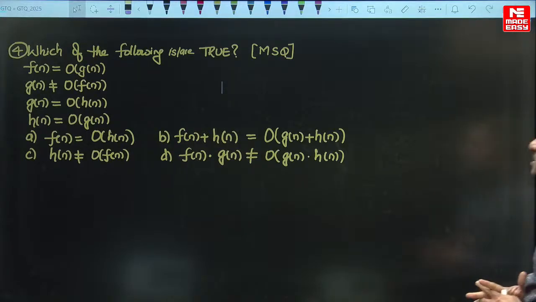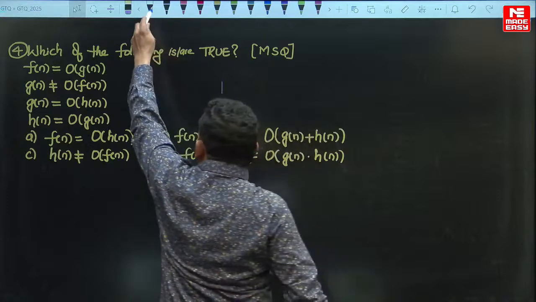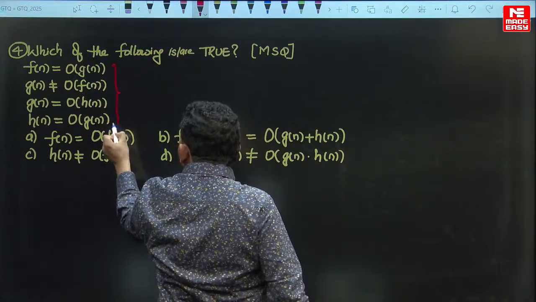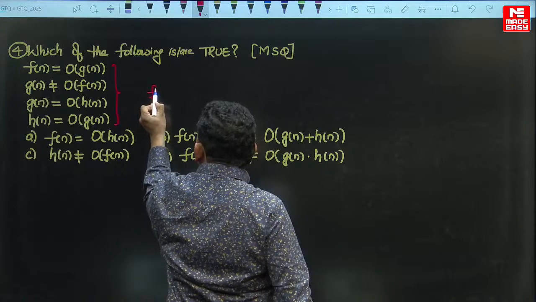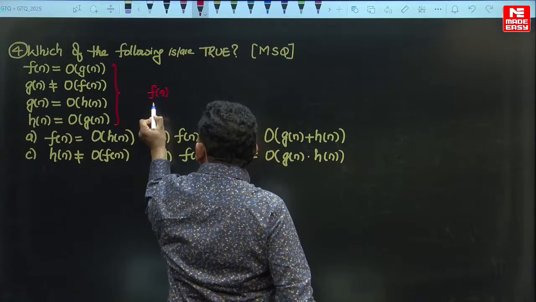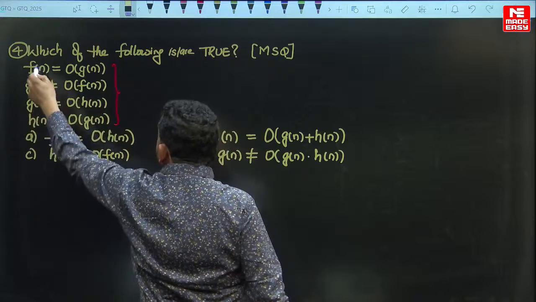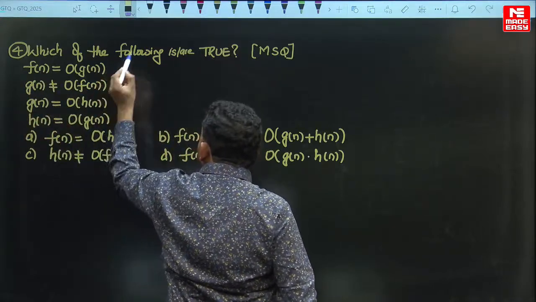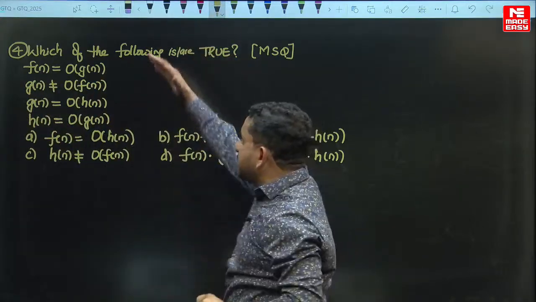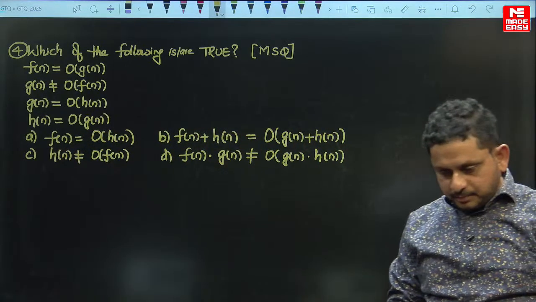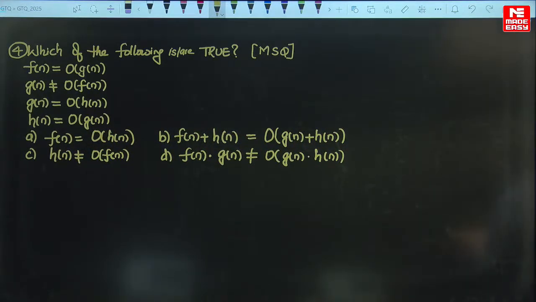So here is a hint for this question. Based on the given statements, first write the asymptotic increasing order for f of n, g of n, h of n. Write the asymptotic increasing order for these three functions. Once you write the asymptotic increasing order for f, g, h, then you will be able to understand which option is correct.